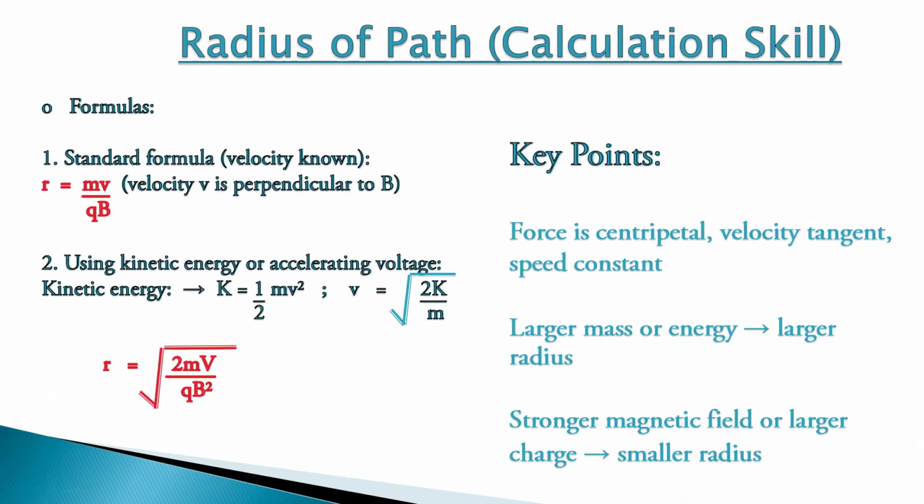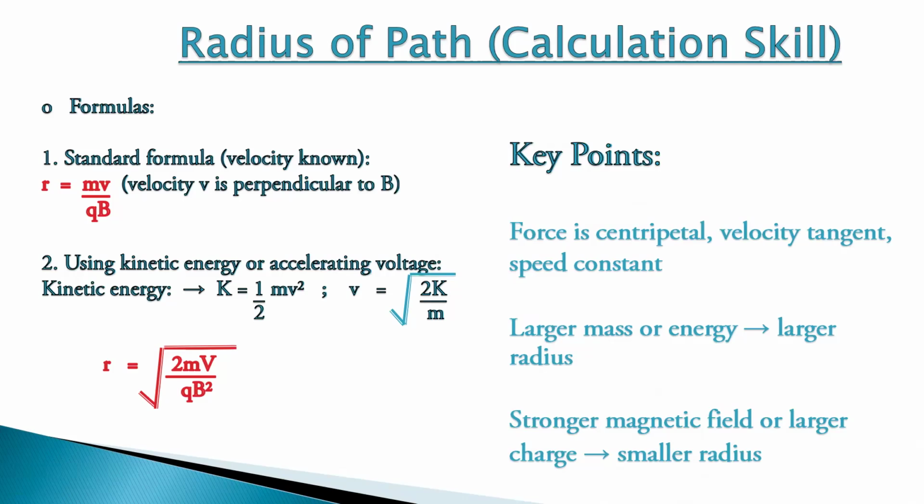Let's talk about the radius of a charged particle moving in a magnetic field. First, if you know the particle's velocity perpendicular to the magnetic field, the radius of the circular path is R equals mv over qB. Here, m is the mass of the particle, v is its speed perpendicular to the field, q is the charge of the particle, and B is the magnetic field strength.